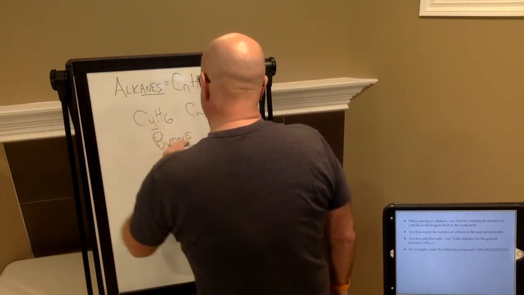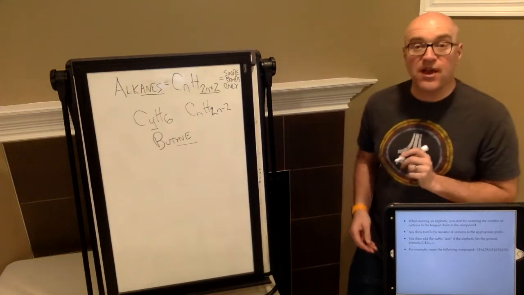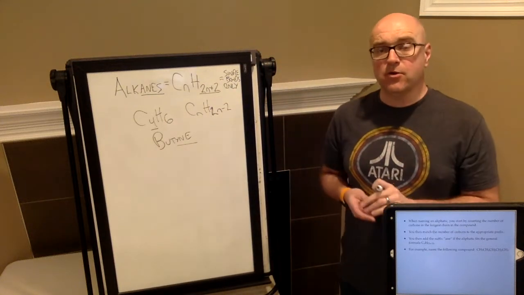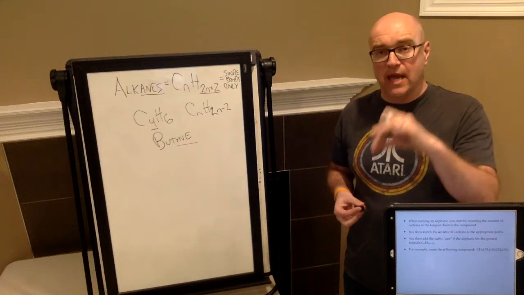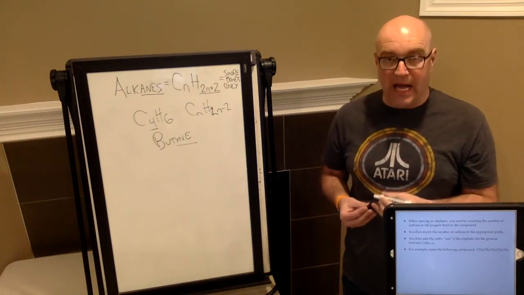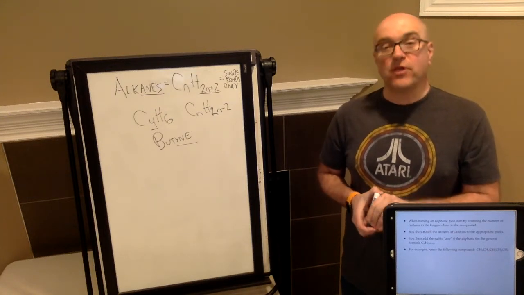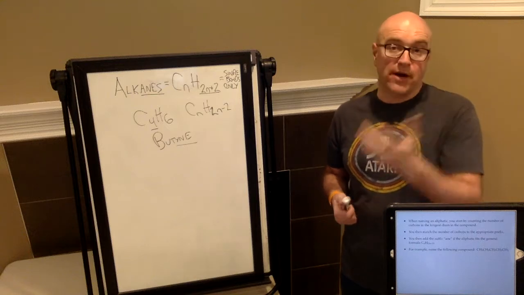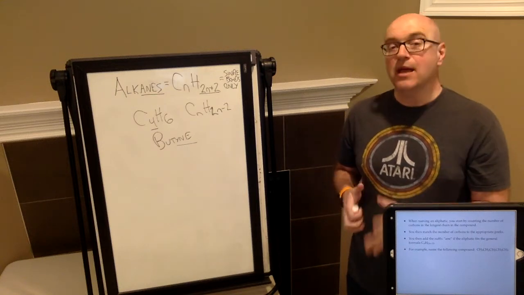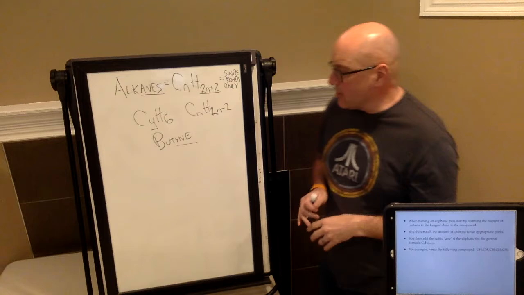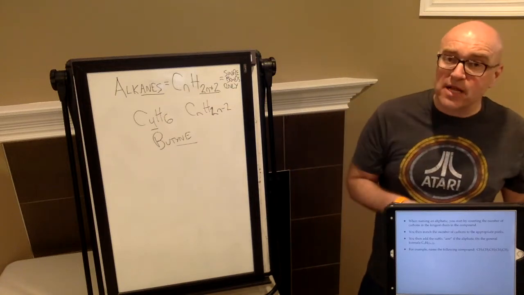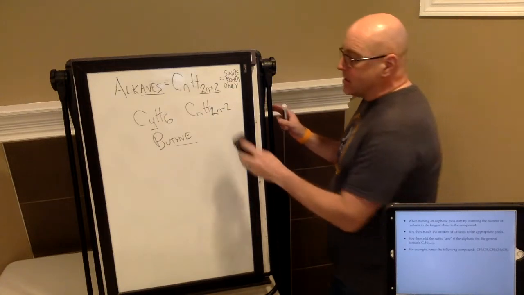So basically, the suffix of the molecule's name indicates whether it's an alkane, an alkene, or an alkyne, and that indicates whether there are only single bonds or a double bond or a triple bond in that chain. And I'm going to get to more examples of that in a couple seconds. But for now, let's just talk about alkanes.